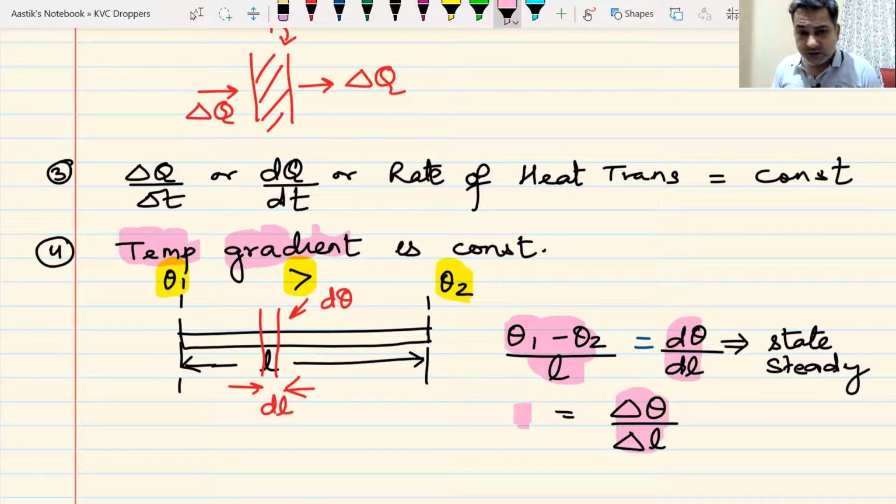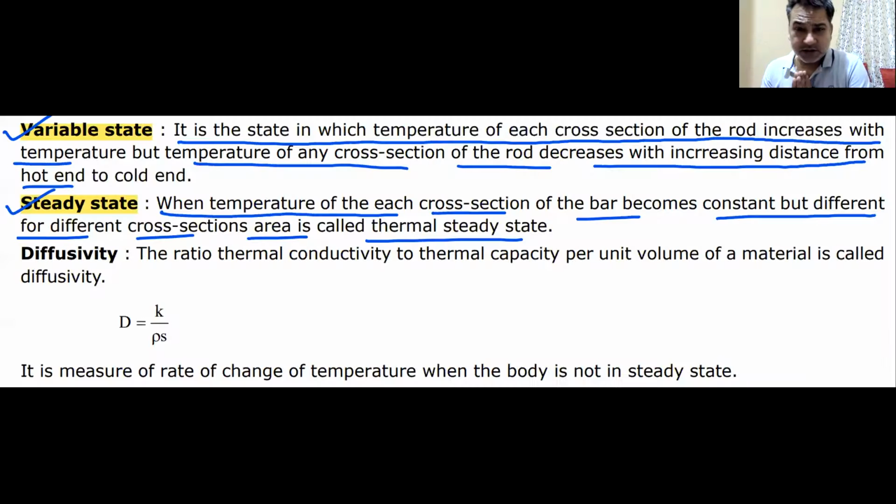I'll give you a minute to note this down. If you have any doubts, please raise. Since we have understood now what is variable state and what is steady state, in steady state, temperature of different sections remain constant. There is one term which comes normally in the exam, and that is known as diffusivity. Again, such questions, if they come, if you don't know the meaning of that term, you are gone. You will get -5 or 0. But you should be getting +4 in those questions because it's a very simple question.